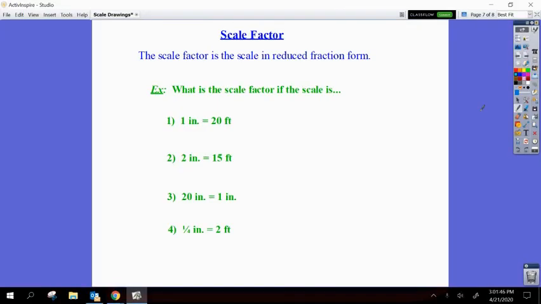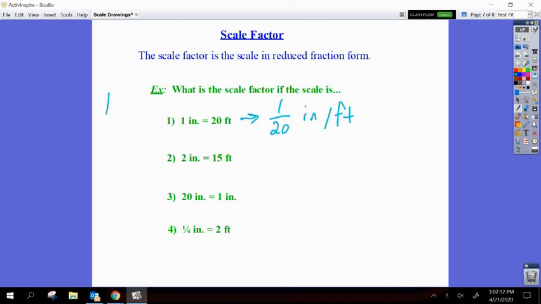The scale factor is the scale in reduced fraction form. Now, there's two ways to consider scale factor. One of the ways is as simple as just writing it as 1 over 20 using the numbers, and then you could say inches per foot. I'm not a huge fan of that. For me, I think they should both be converted to the same unit so you can truly see how much bigger or smaller it is.